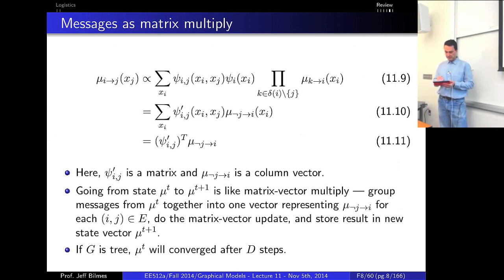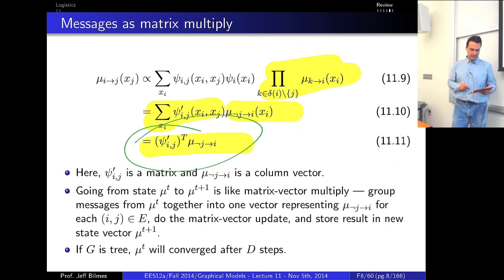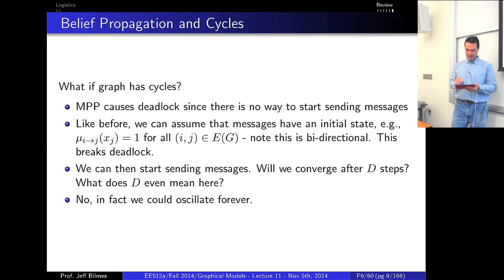And we saw that indeed, yes, it is possible to show that a message can be seen as a matrix vector multiply, where we take all of these messages here and lump them into one vector, and then this new message is basically this matrix vector multiply here. And we can also group multiple messages together.